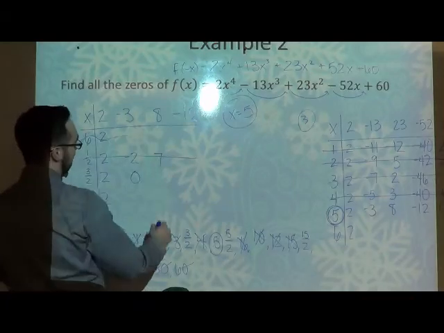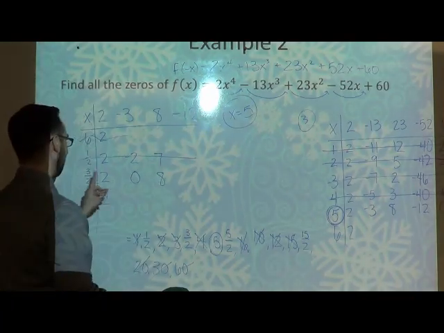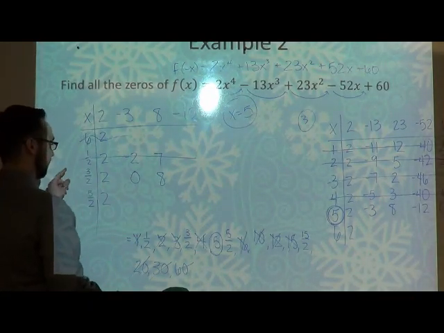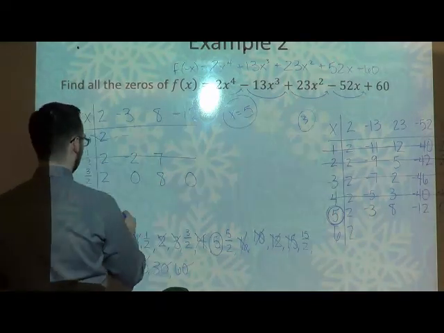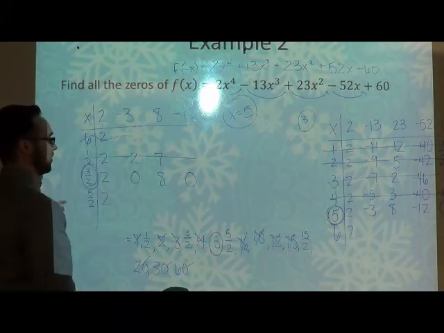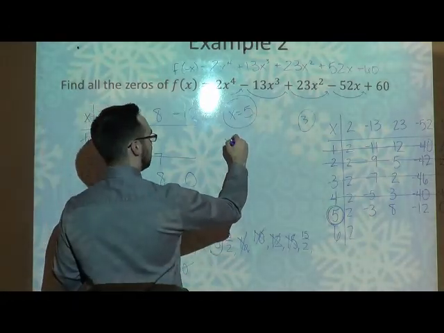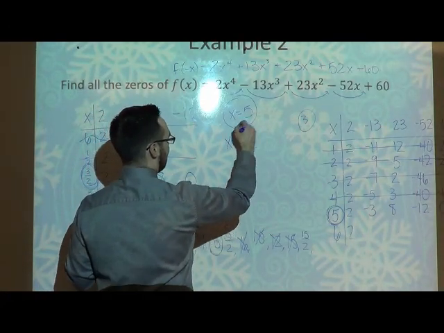0 times 3 halves is 0, plus 8 is 8. 8 times 3 halves is going to give us 12, plus a negative 12 is going to give us 0. 3 halves is that other positive answer. So then we get x equals 3 halves for our second answer.